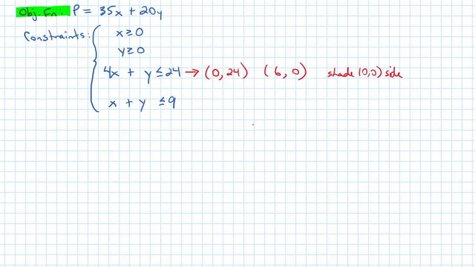Okay? Alright, the next one, same process. So plug in 0 for X, which means Y equals 9. Plug in 0 for Y, which means X equals 9. Plug in 0, 0. Well, 0 plus 0 is less than or equal to 9, so we will again shade the 0, 0 side. So make sure you do that test point. Don't always assume that you'll shade the 0, 0 side. Okay, so now we have enough information to put together a graph.